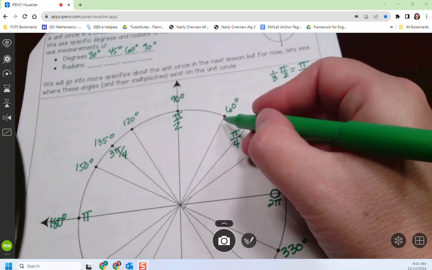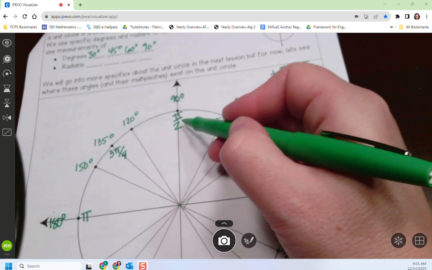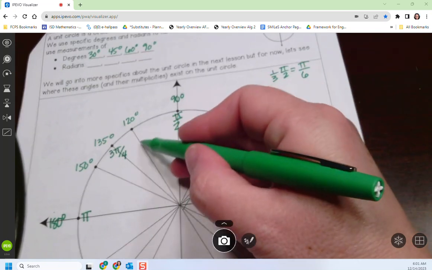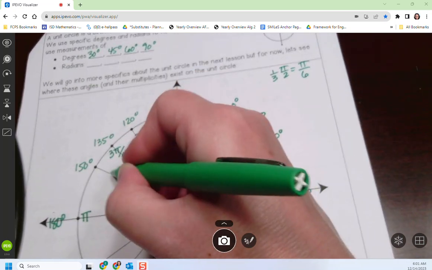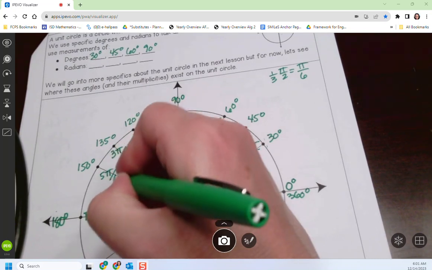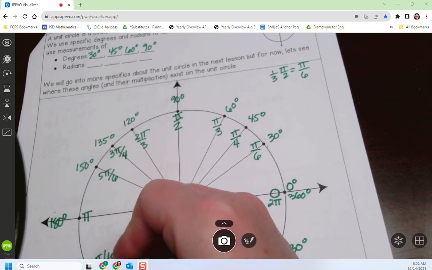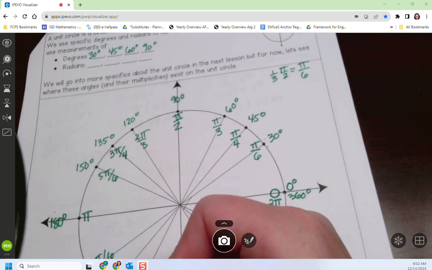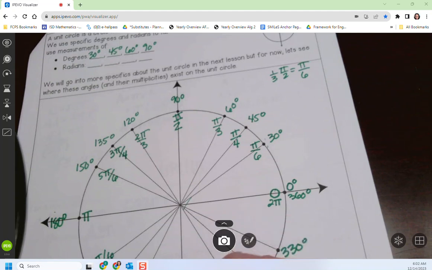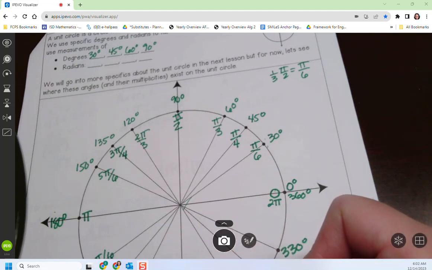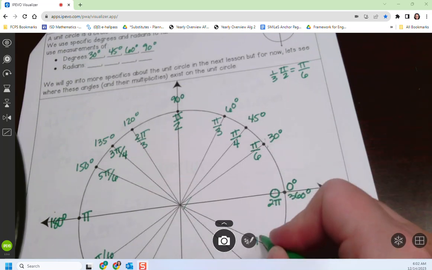This is 2 pi over 6, which is pi over 3. 3 pi over 6 is pi over 2. 4 pi over 6 is 2 pi over 3. 5 pi over 6. 6 pi over 6, 7 pi over 6. 8 pi over 6 simplifies to 4 pi over 3. 9 pi over 6. 10 pi over 6 is 5 pi over 3. And then finally 11 pi over 6.